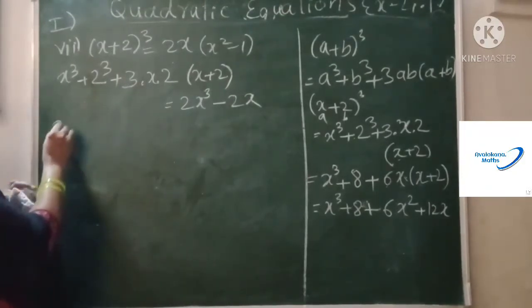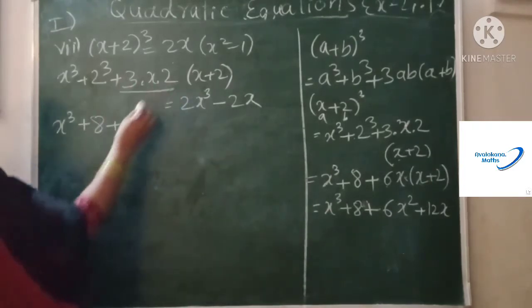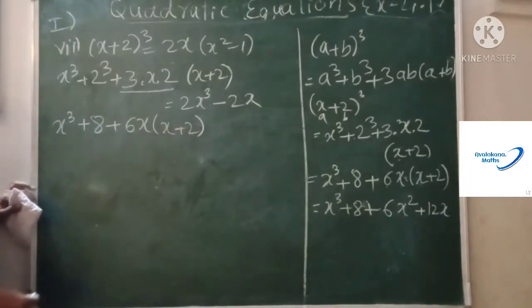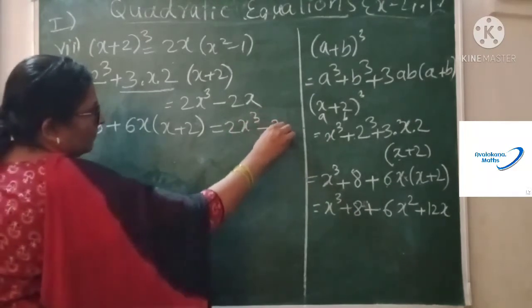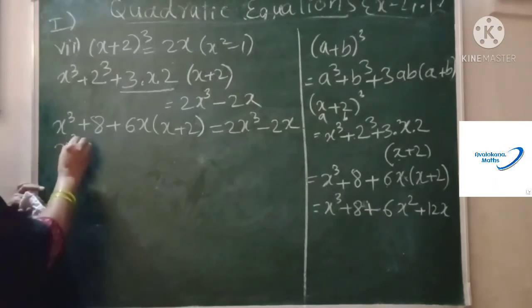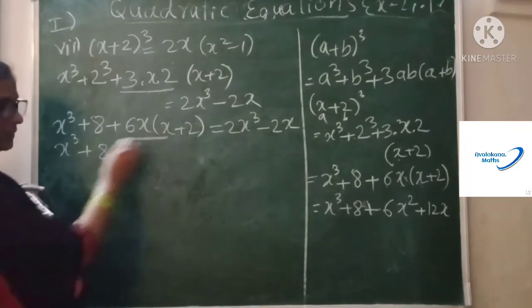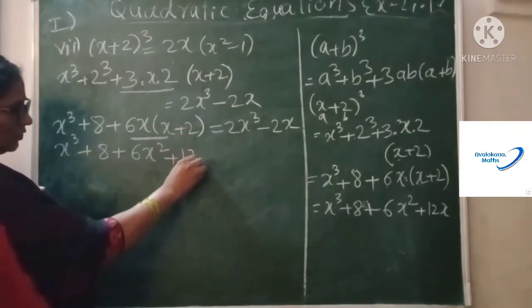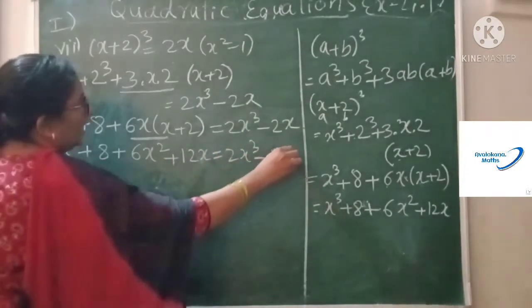Now look at this one, x cube, same thing, 2 cube is 8 plus 3 2s are 6x. Step by step, as I often say, without making any mistakes, slowly we'll move. 2x cube minus 2x. Children, now look at this one for further simplification. x cube plus 8 plus 6x into x is 6x square plus 6 2s are 12x. Yes, it is 2x cube minus 2x.